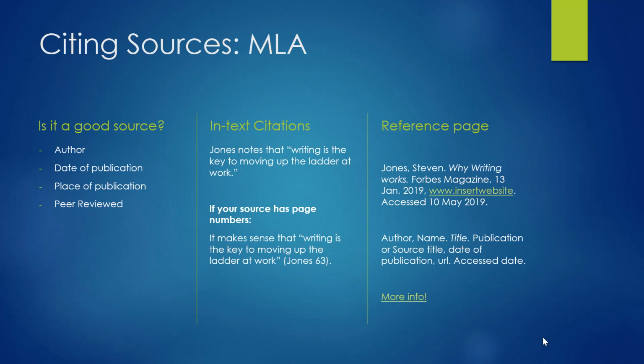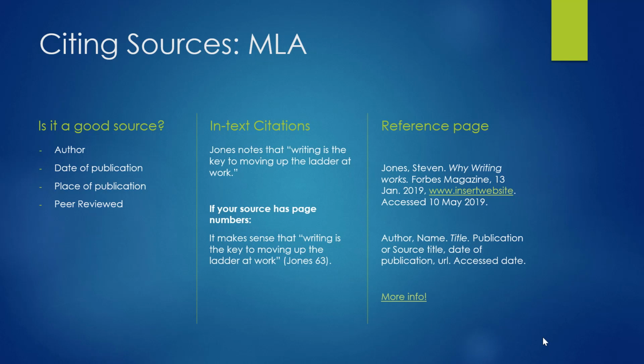Forbes magazine then is the publication, and you can see that's not italicized, it's not bolded, it's just as is. And then the comma, 13 January 2019, so the day of publication, the abbreviated month, followed by the year, comma, then the URL link. And the URL link is recommended to be included MLA style. However, you would want to usually check with whoever your professor is to see if they want you to include those URLs. Some don't want you to, and others do. So you want to follow your instructor's guidelines first and foremost.